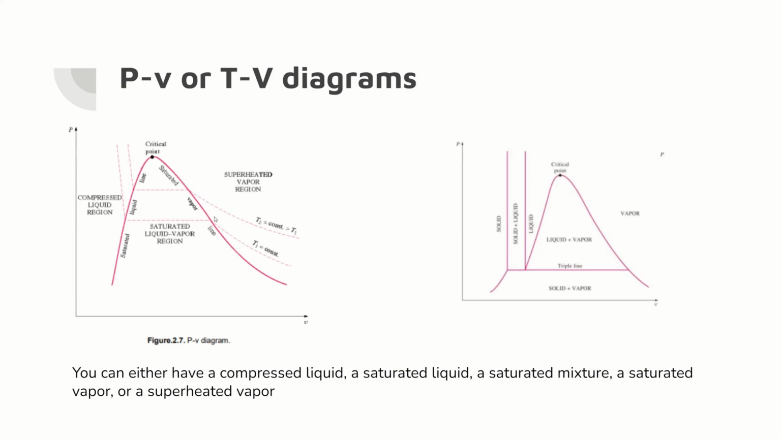Once you hit the vapor line for whatever specific volume, and then you go a little further, then you hit the vapor region. So your whole fluid has turned into a vapor.